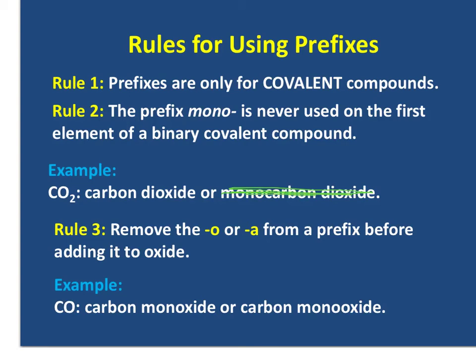Now, if there is an A or an O at the end of the prefix and you're going to put it in front of oxide, and I say only oxide, then you're going to remove the A or the O. If it's an I, you leave the I alone. So we have carbon monooxide or carbon monoxide. Again, we don't want these two. We need to drop these, so we get carbon monoxide. This is our correct answer.